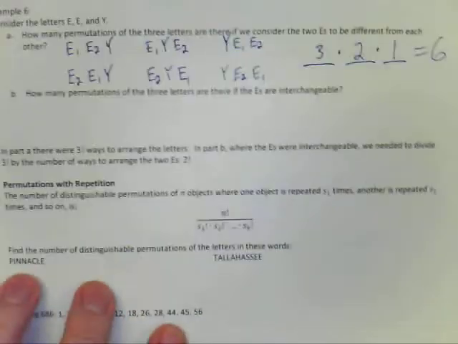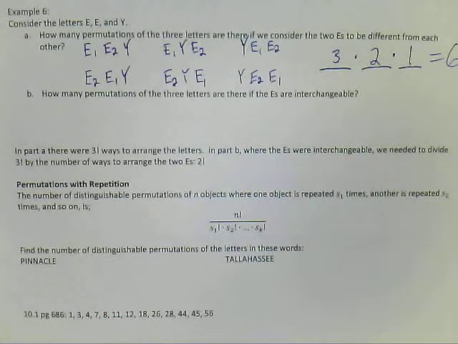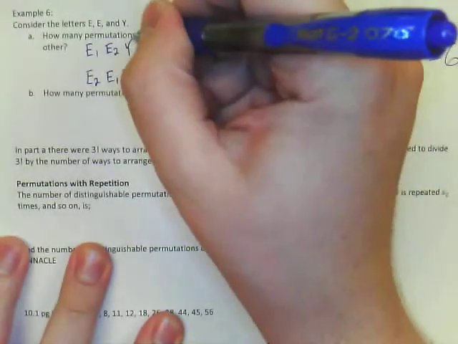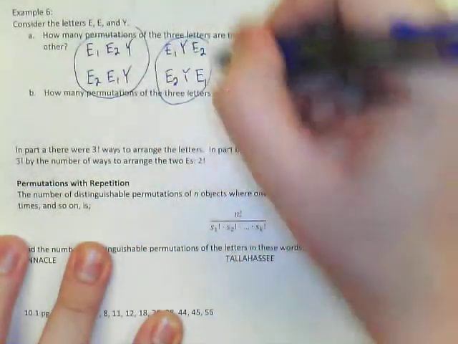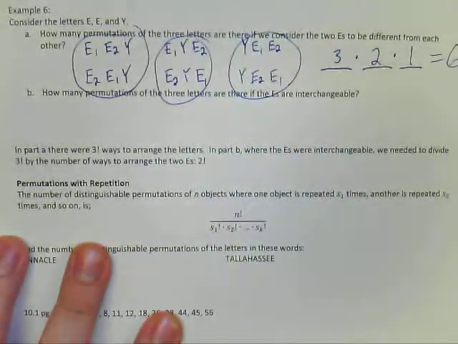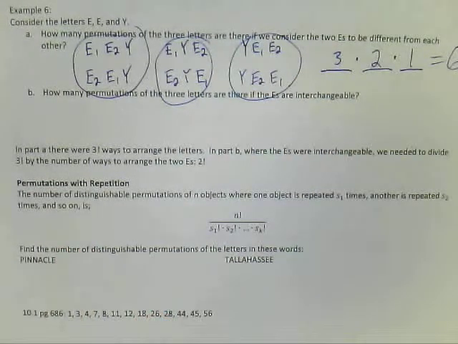But if we don't consider those E's to be different from each other, if we just say, well, they're E's, and so if we switch them around, there's no difference. So EEY is the same thing as if we switch the E's and get EEY. So that would mean that these 2 are really the same if we're not counting the E's to be different. These 2 would really be the same, and these 2 would really be the same. And so we don't have 6 this time. We actually only have 3 distinguishable permutations.